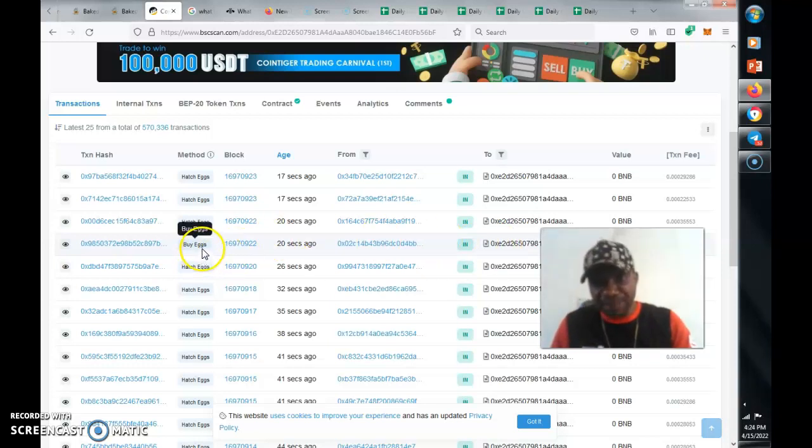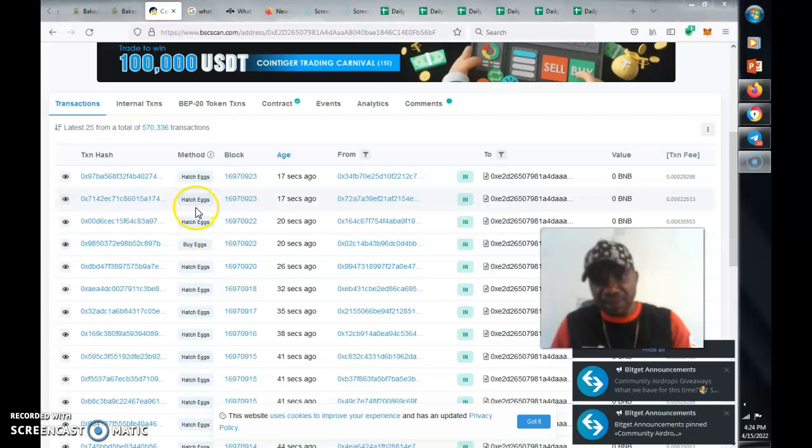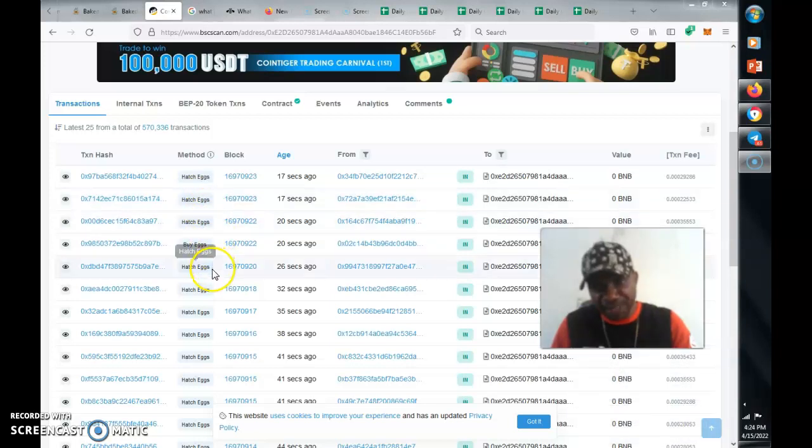So each time you see buy egg, it means somebody invested. Each time you see hash egg, it means somebody has rebaked. So you can see the number of people who rebaked here. There are a lot of them. Then when you see sell egg, I'm not seeing any sell egg here right now, but anytime you see sell egg, it means withdrawal. Those who withdraw and the amount they withdraw, you can track that.